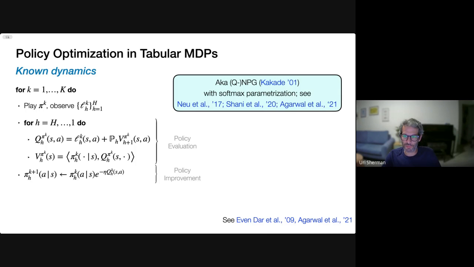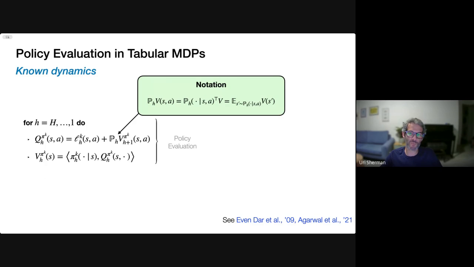It is also worth mentioning that this connection was made in several papers in recent years: this is in fact equivalent to the natural policy gradient that was first introduced by Kakade in 2001. Okay, so for the rest of this discussion, I'm going to focus on the policy evaluation step of this algorithm.